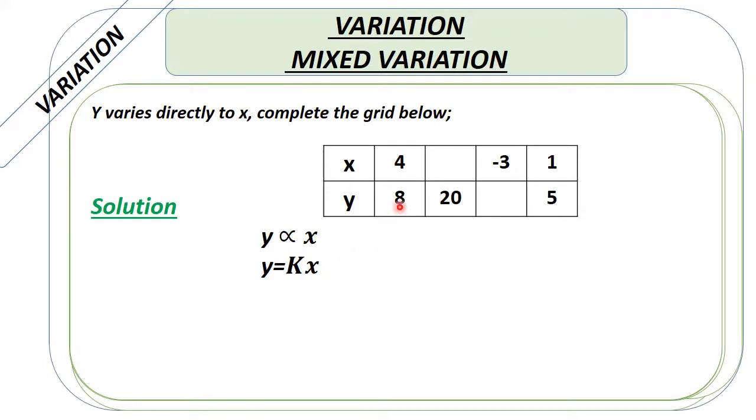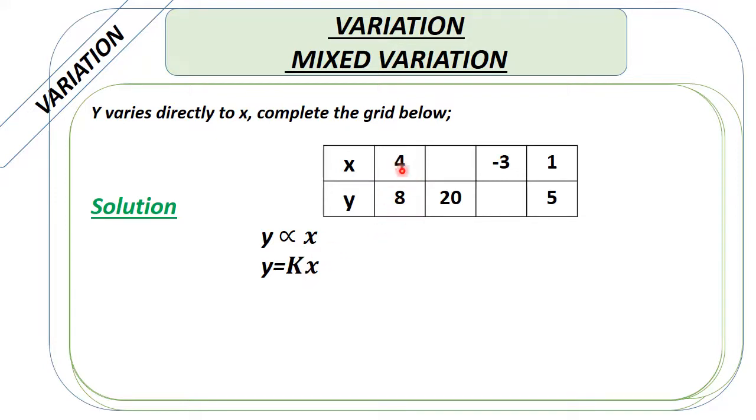We can use any pair of x and y. So x is 4, y is 8. We look for where we've been given both the value of x and y. Here we've been given both. We can't use this one because here it's blank. We can't use this one because here it's blank. We can use this one because we've been given x and we've been given y. Whatever we use, so long as we have the value of x and the value of y, then we can use it. The answer is going to be the same.